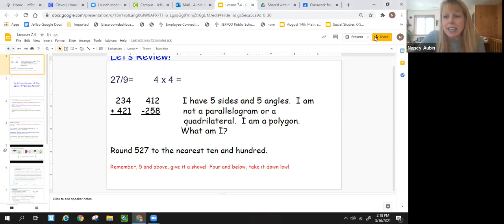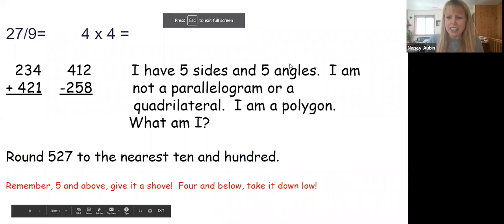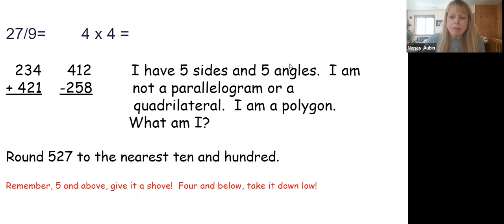I know I can't use my smartboard, but I also wrote it on paper, so I'll use my document camera. I want you to go ahead and start solving these problems on your paper. We're going to warm up. We've got 27 divided by 9, 4 times 4, 234 plus 421, 412 minus 258.